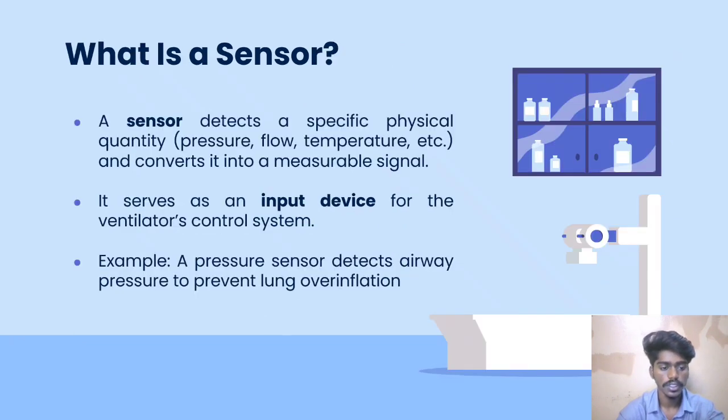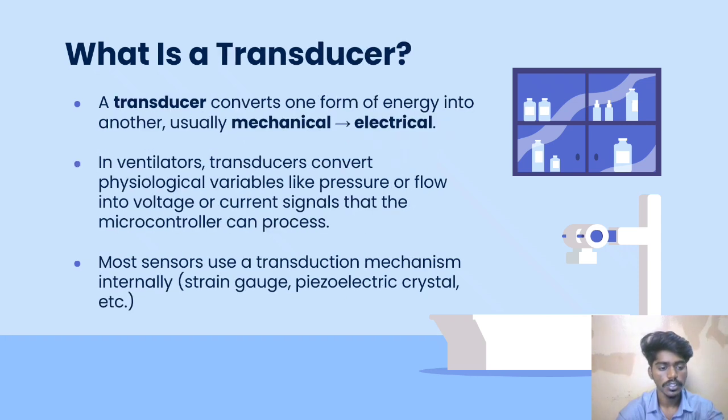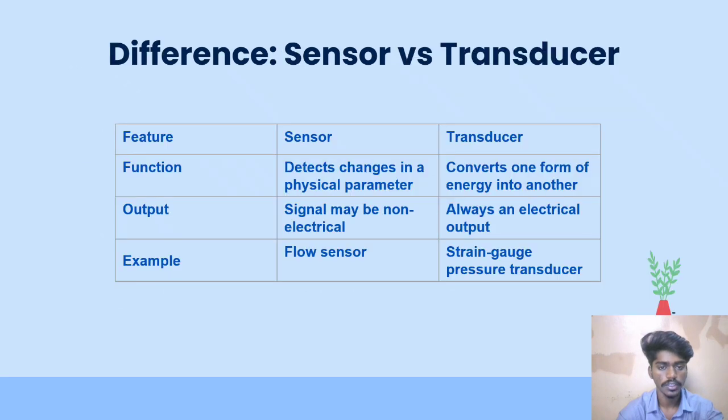First, what is a sensor? A sensor detects physical quantities such as pressure, flow, temperature, humidity, or oxygen concentration and converts them into electrical signals. Then, a transducer. A transducer converts one form of energy into another. In ventilators, mechanical pressure or flow is converted into electrical signals. This is the comparison between sensor versus transducer.